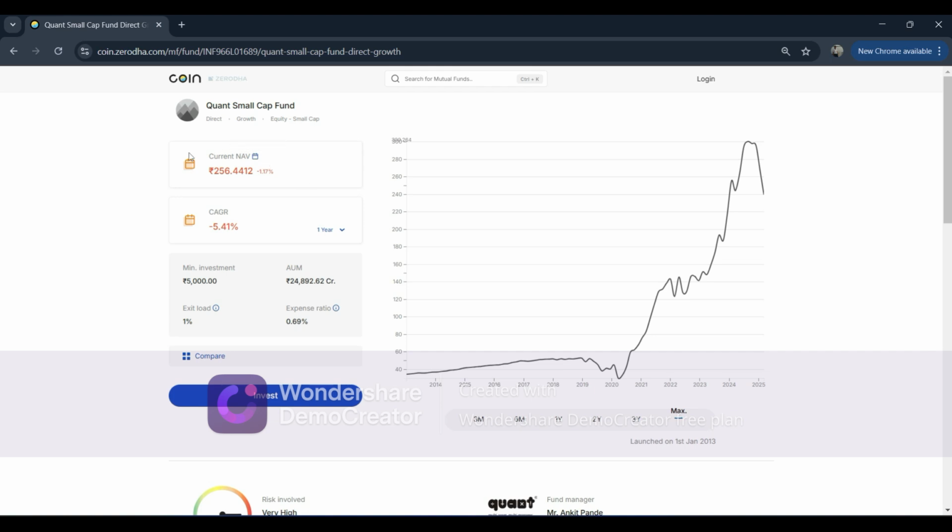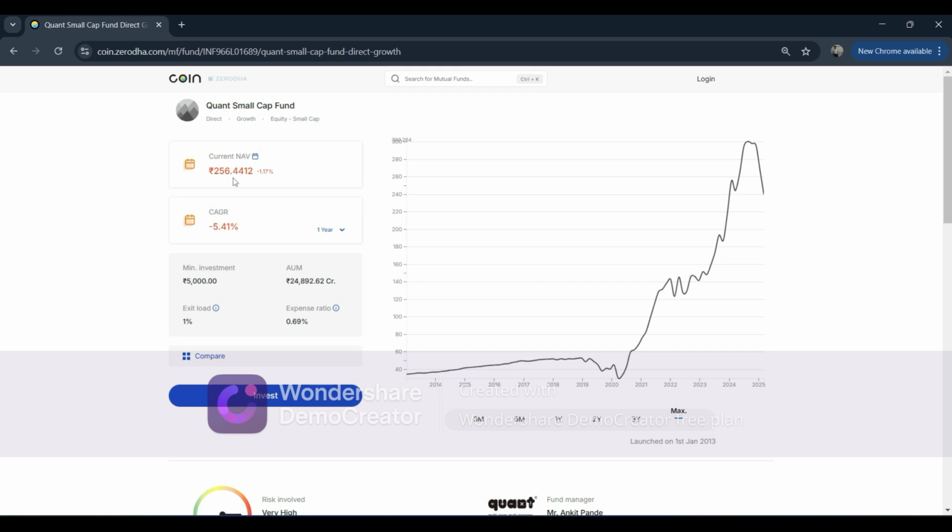If you see, the current NAV is 256 rupees. What does this specify? Now suppose you are investing 1000 rupees in this small cap fund, what will you get in return? You will get units in return. The cost of a unit is 256 rupees. So if you are investing 1000 rupees, let's consider 250 rupees as the NAV, you will be getting around 4 units of this small cap mutual fund. So once the market grows or the market increases, what will happen?